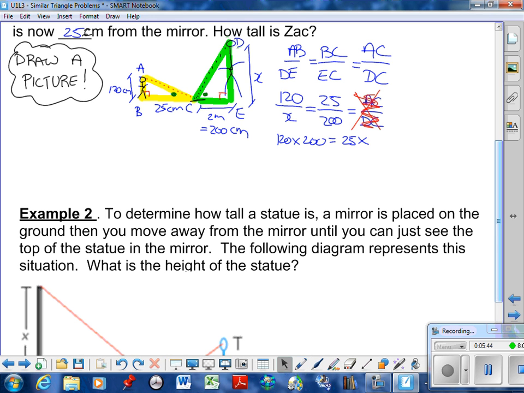The 25 is multiplying the x, so we're going to divide by 25, and we get an answer of x equals 960 centimeters. So the last part here, therefore, Zach is 960 centimeters tall. So there you go. So what's involved here?